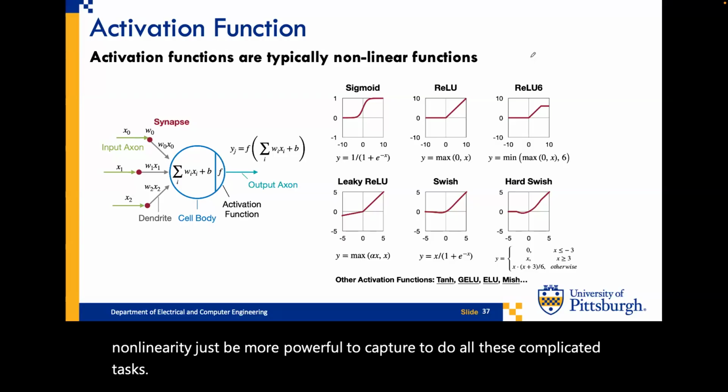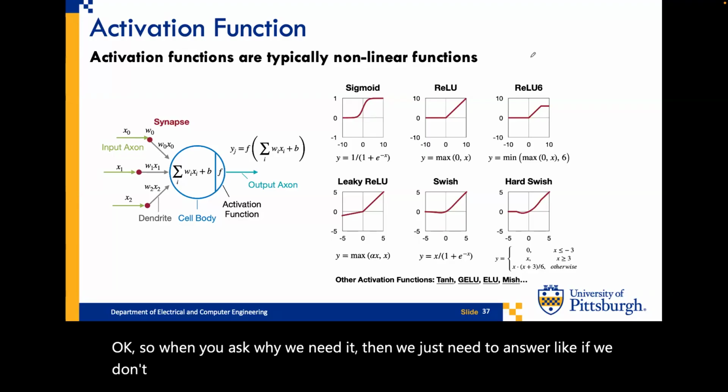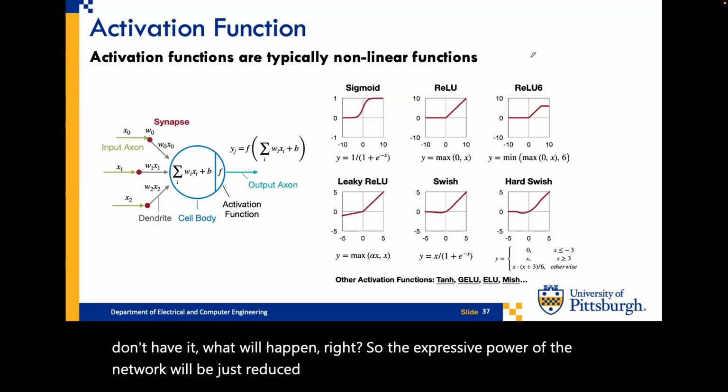So when you ask why we need it, we just need to answer: if we don't have it, what will happen? The expressive power of the network will be reduced to one huge linear function.